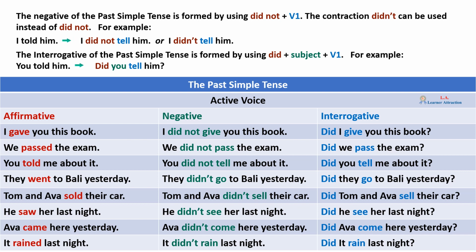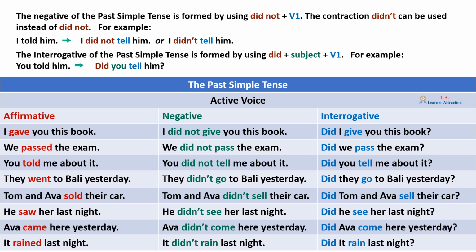The interrogative of the past simple tense is formed by using did, plus subject, plus verb 1, or the base form. For example, you told him becomes, did you tell him?